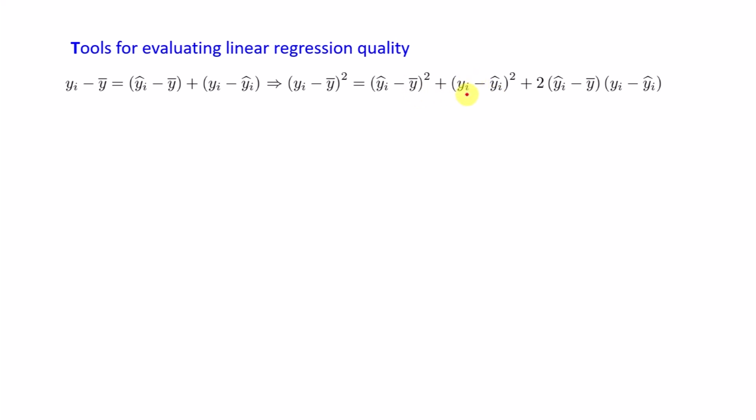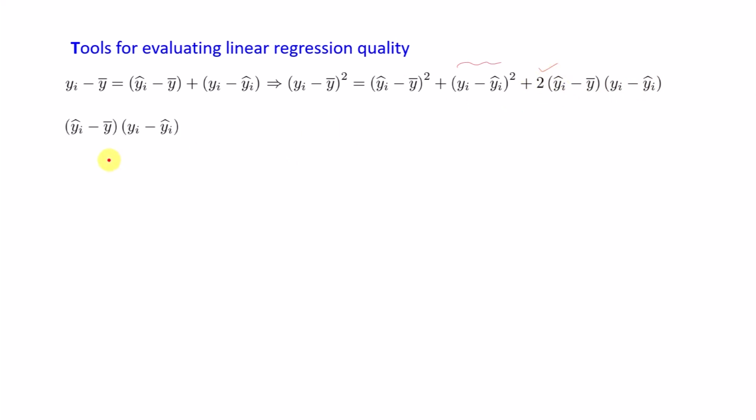This term is indicative of our error that we are looking for. This is indicative of the residual, this yi minus y hat i, and so this is the square of that residual. But then again, there is this cross term, 2 times y hat minus y bar, y minus y hat. So let us do something about this cross term first.